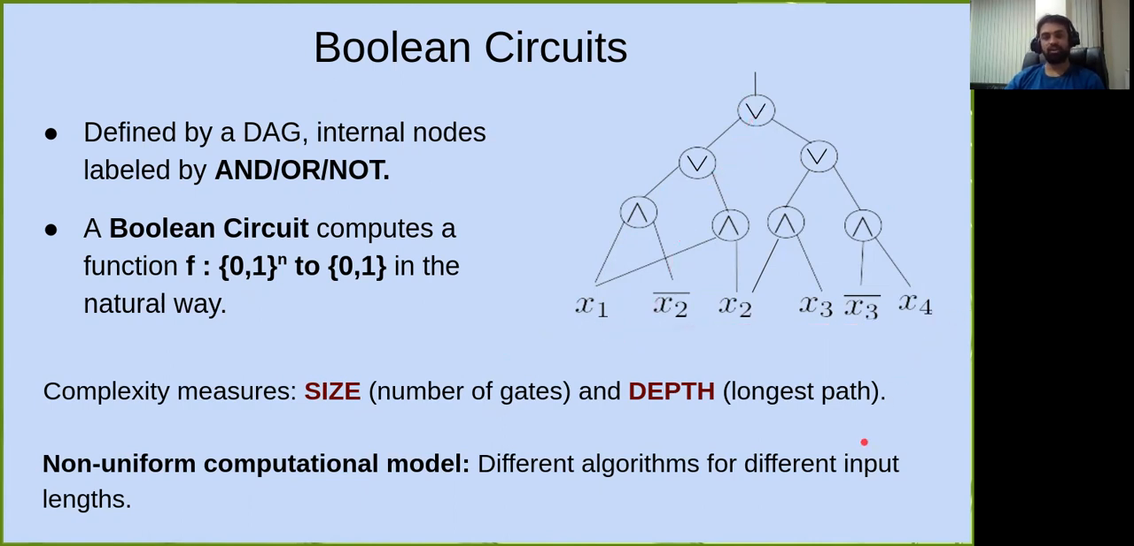Boolean circuits offer a non-uniform computational model, in the sense that any function has different algorithms for different input lengths. Contrast this with the uniform computation model where you have one Turing machine which computes the function on all input lengths. Finally, we define a circuit class, which is a set of all functions computable by Boolean circuits of a certain size or a certain depth or consisting of certain types of gates.